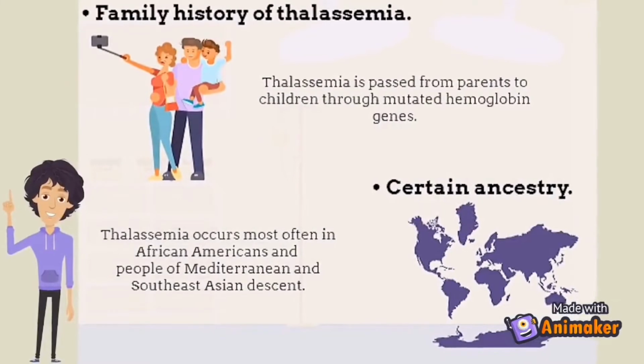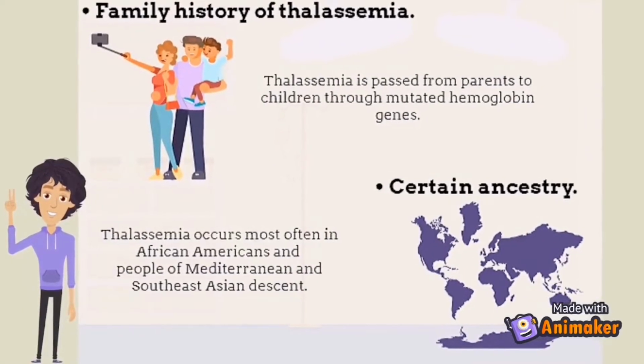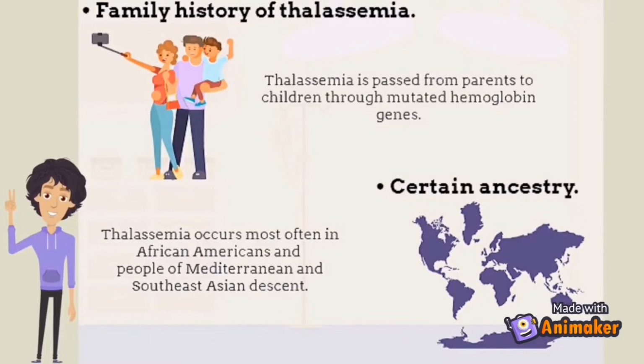The first one, family history of thalassemia. Thalassemia is passed from parents to children through mutated hemoglobin genes. The second one, certain ancestry. Thalassemia occurs most often in African Americans and people of Mediterranean, not to forget Southeast Asian descent.